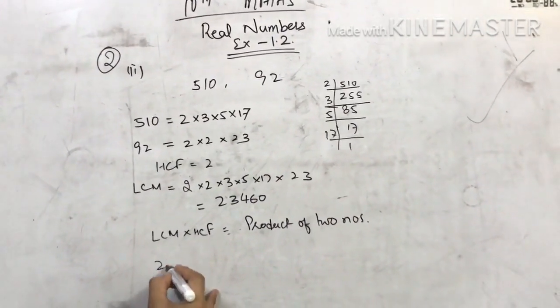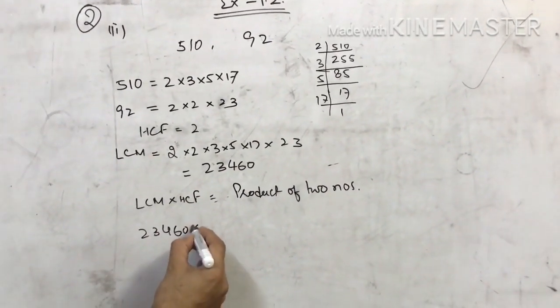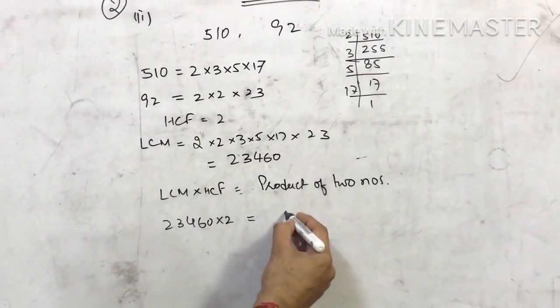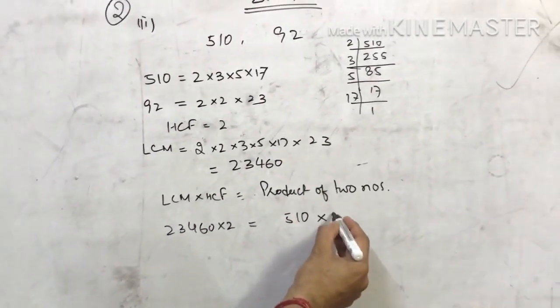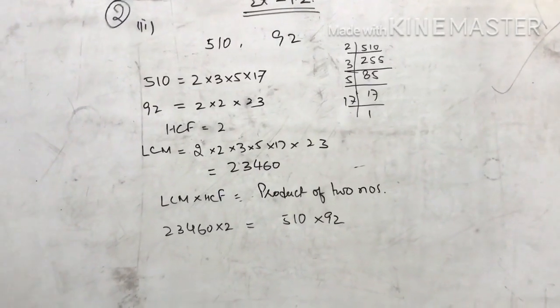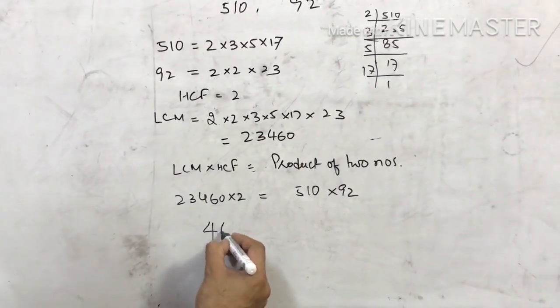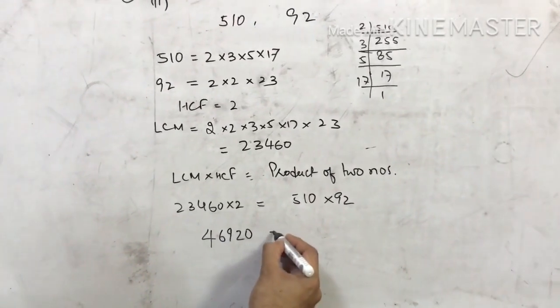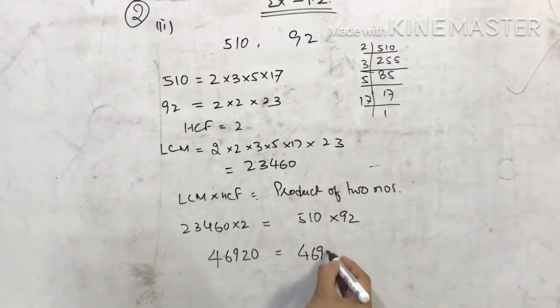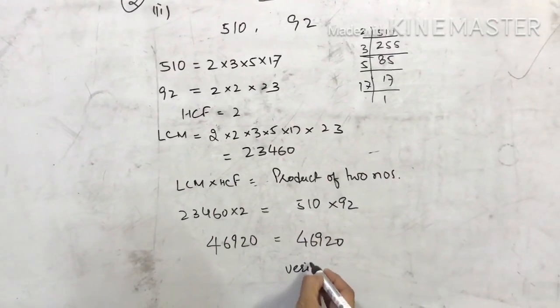So LCM is 23,460 into 2, and product of two numbers are 510 into 92. You have to check these products and find the value. If this value is coming equal, then it means this formula is working okay. So it is verified.